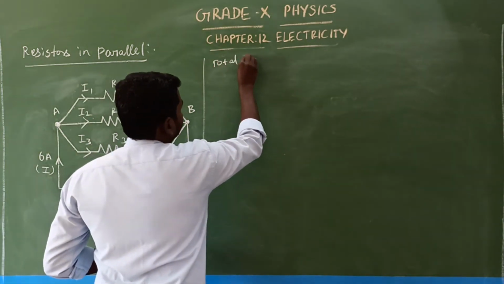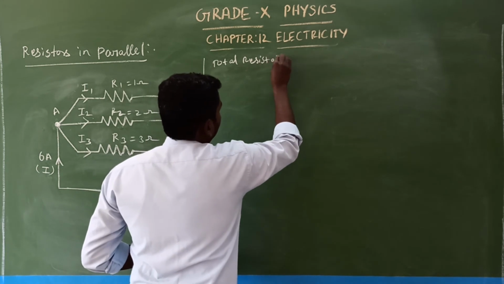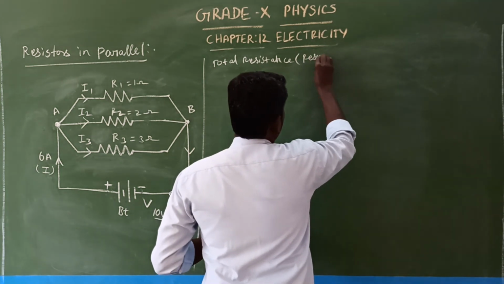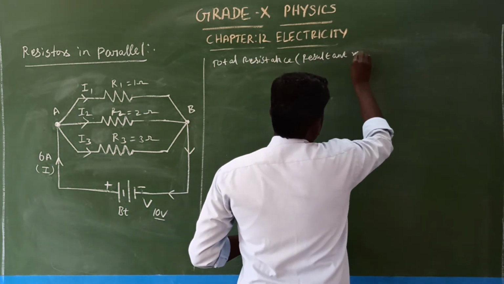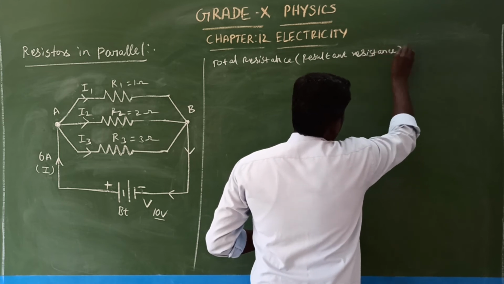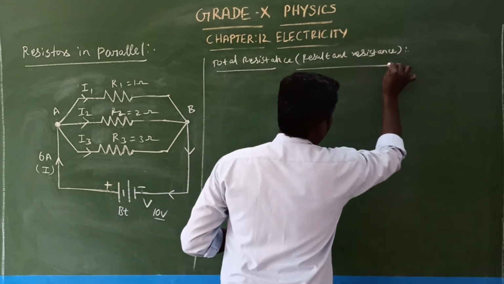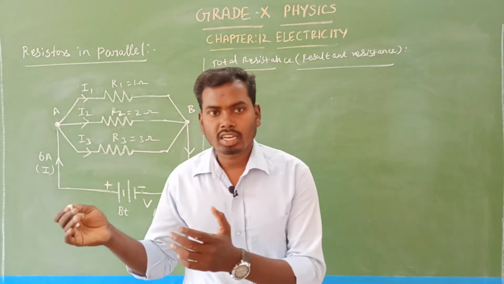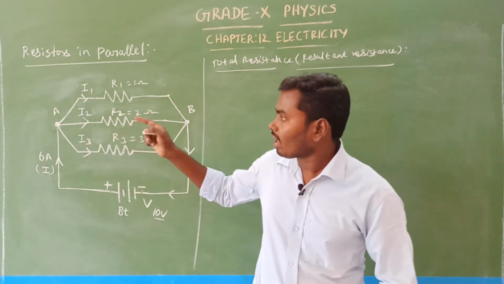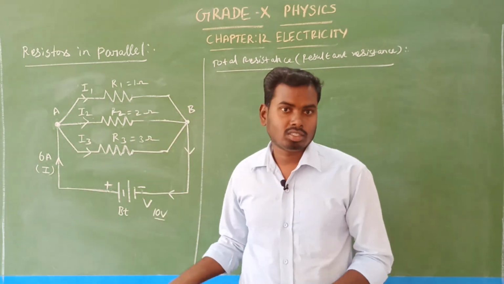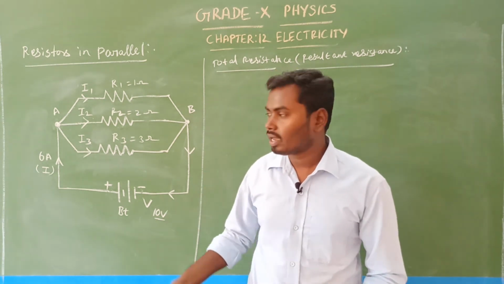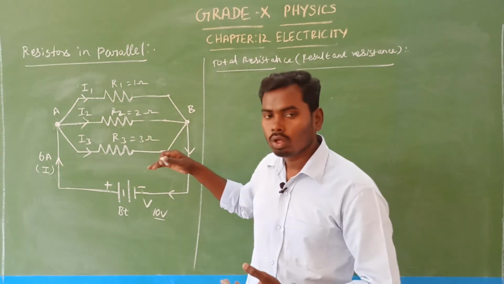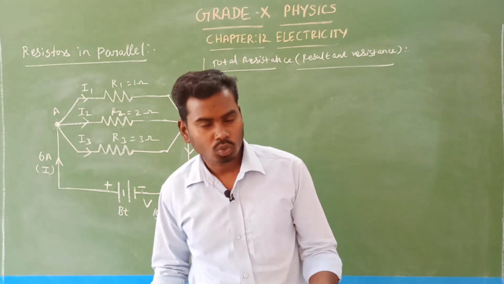Total resistance, or otherwise we can say resultant resistance. Both are the same here. Resultant resistance. Okay, very easy. Please don't panic. In series combination, if we add all the resistance values, we can get the total resistance value. But in parallel, we should not do that, because here the resistors are connected one below another, so we cannot add them.